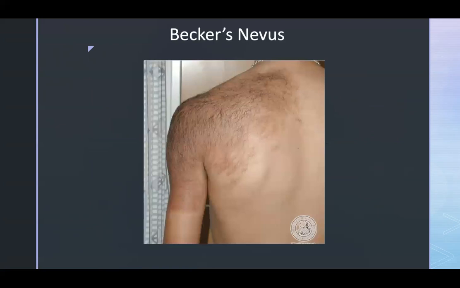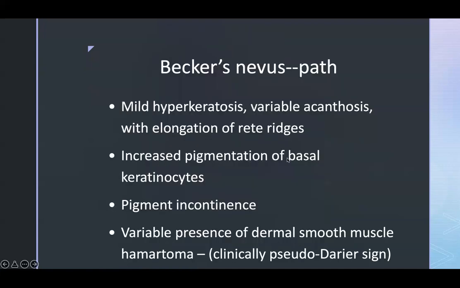So here's an example of a Becker's nevus. You can see that it's isolated to the left back side of this gentleman here, and you see that hypertrichosis along an area of a pigmented plaque. On pathology, you get hyperkeratosis, mild hyperkeratosis with variable acanthosis, elongation of the reedy ridges, and that increased pigmentation of the basal keratinocytes.